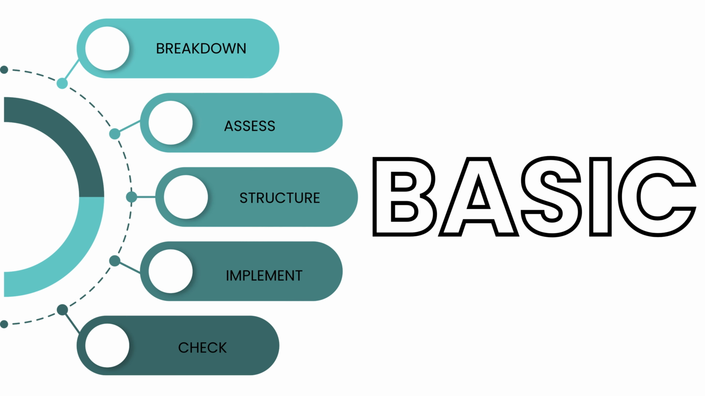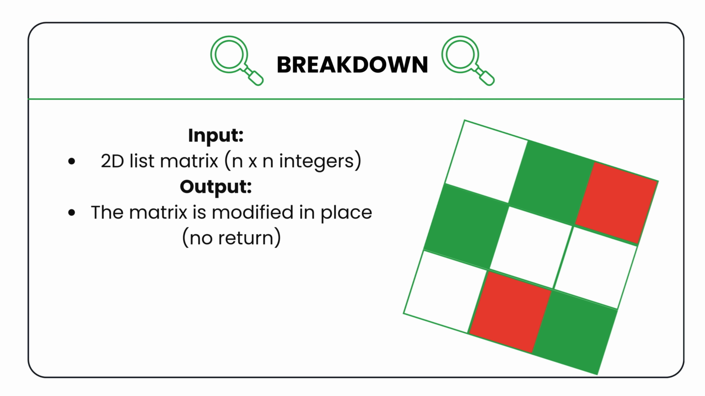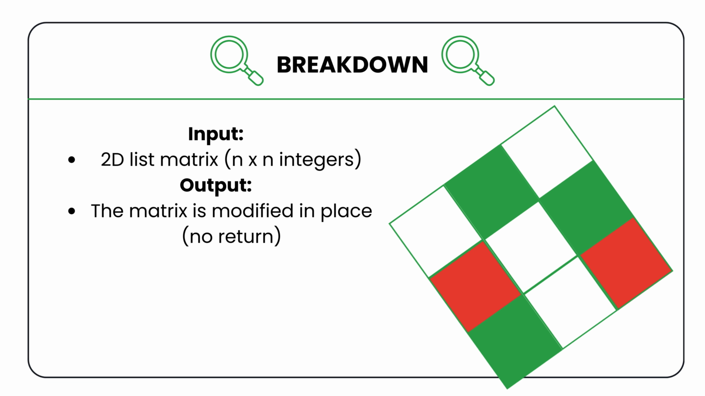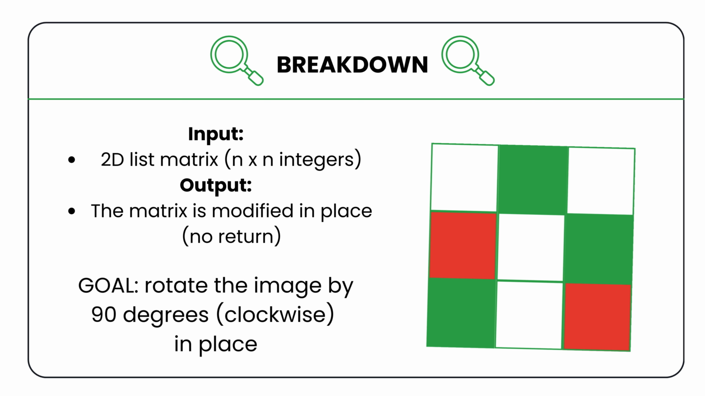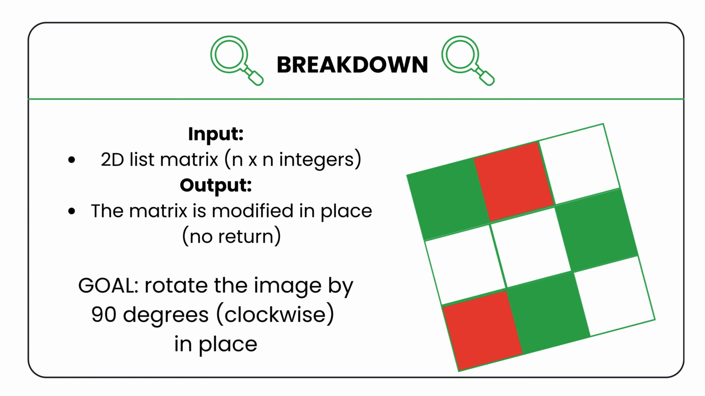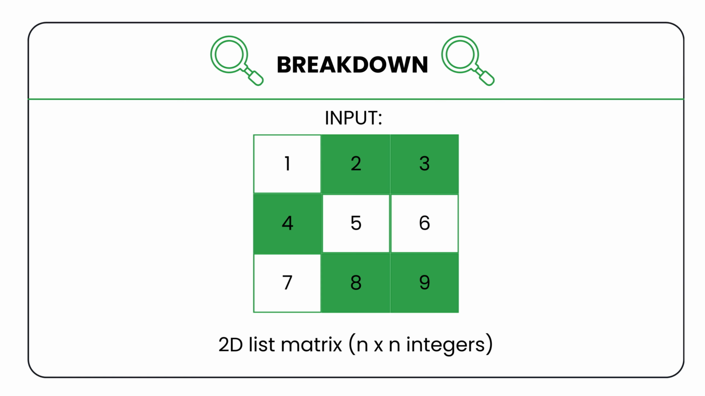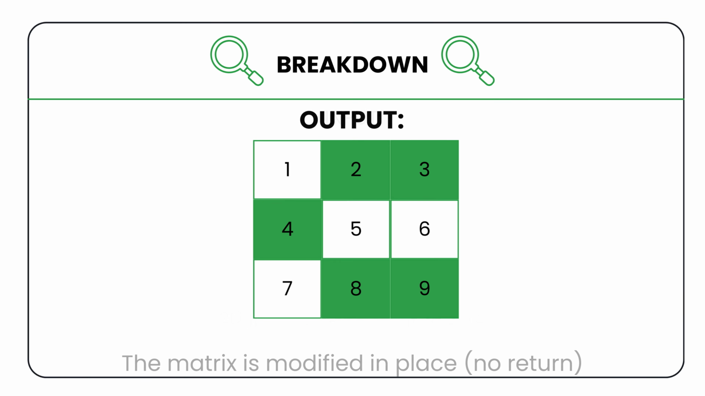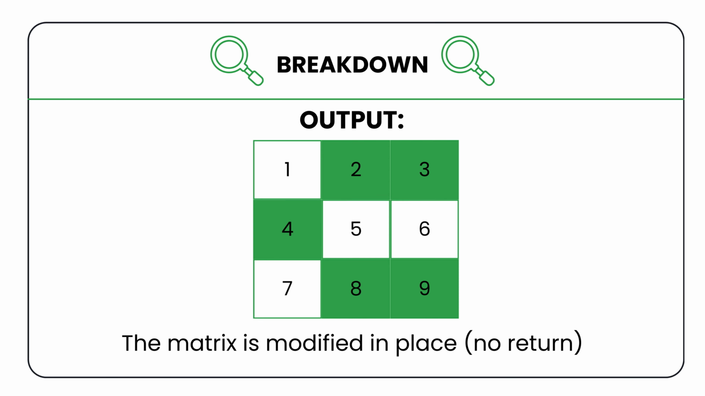Let's break down Rotate Image using the basic approach, so you can confidently tackle any in-place matrix manipulation problem. Given an NxN 2D matrix representing an image, rotate the image by 90 degrees clockwise, in place, i.e., don't use another matrix. Input: 2D list matrix, N by N integers. Output: the matrix is modified in place.